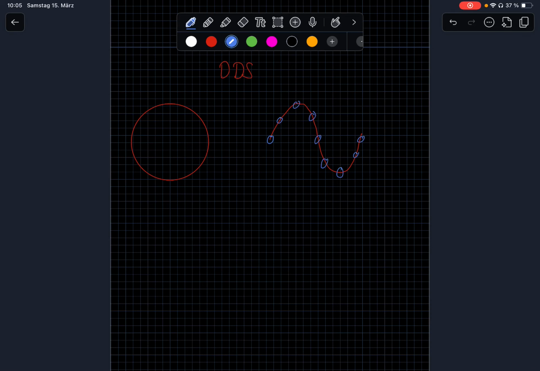And we also have a difference between the samples of Ts. Also, the sample frequency, Fs, is 1 over Ts. We can also represent the samples in the unit cycle.